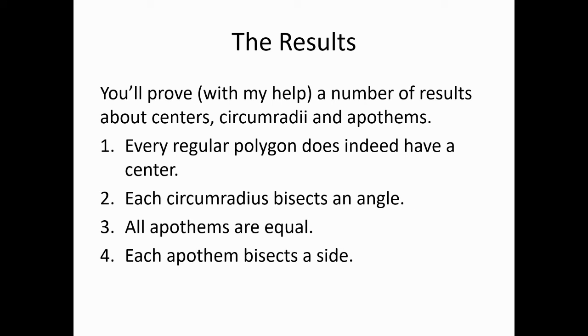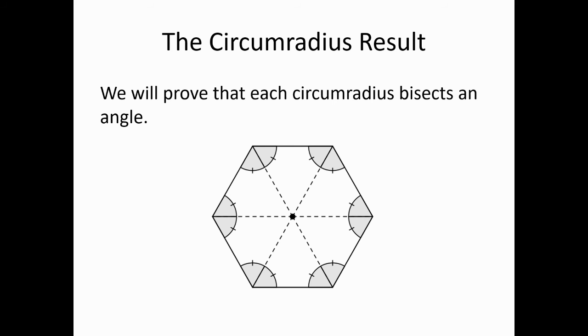And you will prove various results about apothems and circumradii as well. As I've said, you will prove that every regular polygon does indeed have a center. You will prove, as expected, that every circumradius bisects an angle. You will prove that each apothem bisects a side, and once again, we have one apothem per side. And finally, you will prove that all apothems are equal in length.